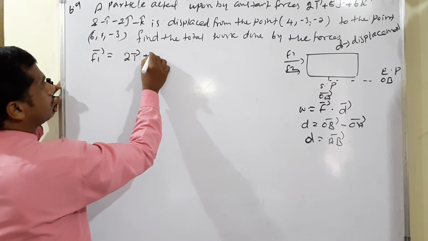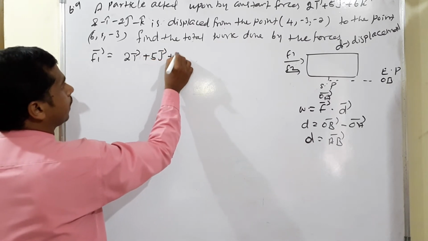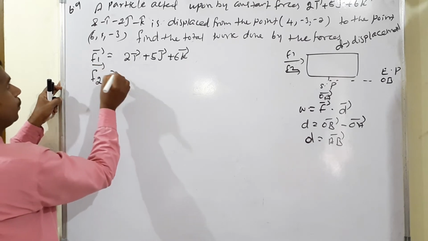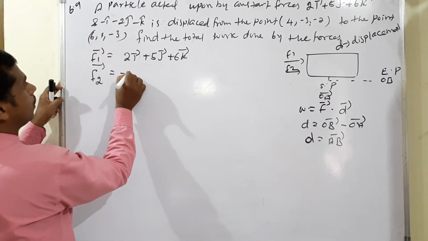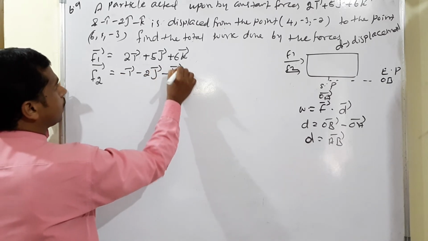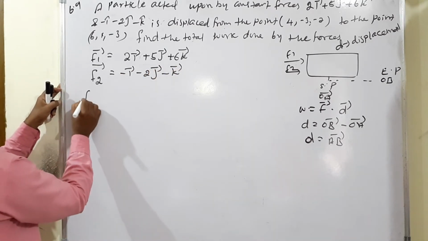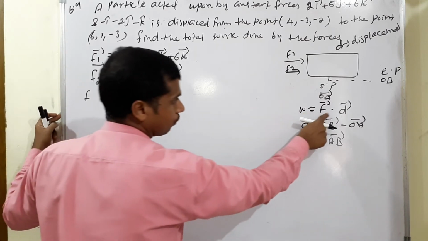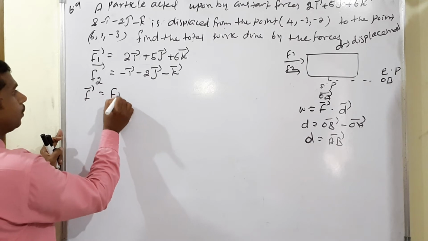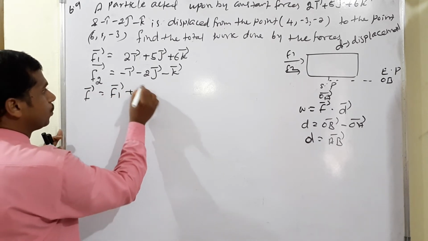F1 = 2i vector + 5j vector + 6k vector. Then F2 = -i vector - 2j vector - k vector. The work done formula is force F vector dot D vector, so we add the forces. Therefore, F vector is equal to F1 vector plus F2 vector.